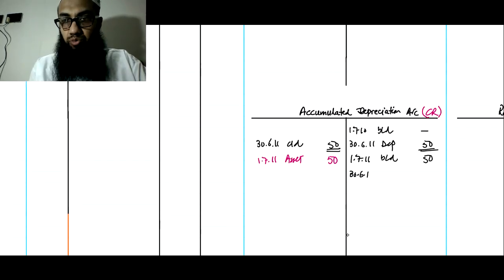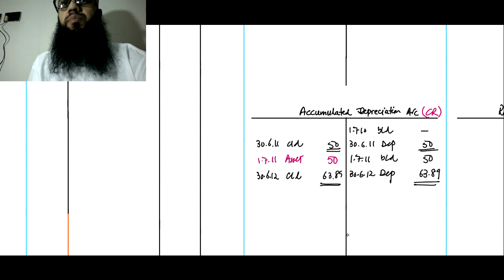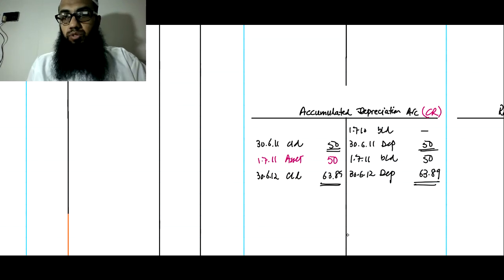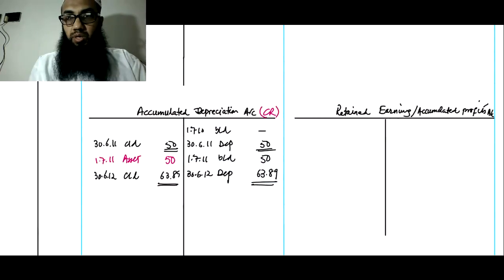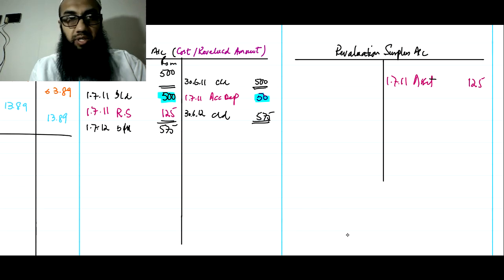On 30th June 12, entry depreciation debit, accumulated depreciation credit, 63.89 is the balance carried down on 30th June 12. Here, revaluation surplus. There is a balance in the revaluation surplus. This has to be transferred to retained earning, 13.89. Revaluation surplus debit, retained earning credit on 30th June 12.